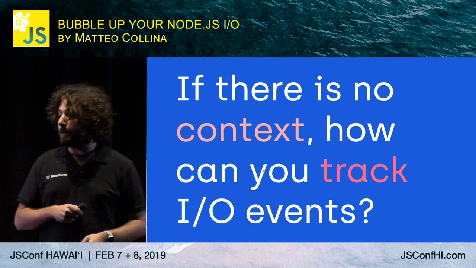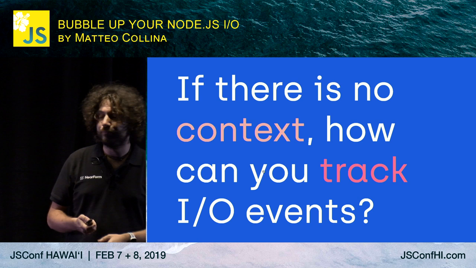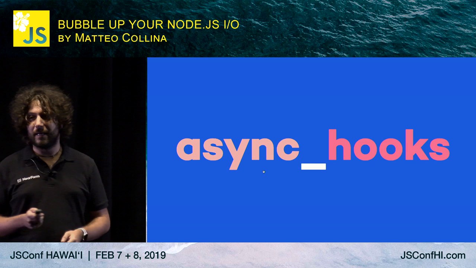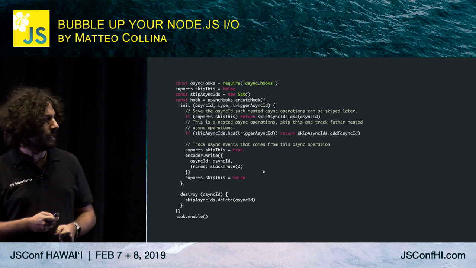Then, if there is no concept of asynchronous context, how can we track I/O events? How can we know when things happen? There is a thing called async hooks. You have probably heard about async hooks in the past, and it's one of those new features of Node.js that can do great things. Also, they are somewhat hard to use. This is an example of using them. This is actually real code. Can you understand what it does?